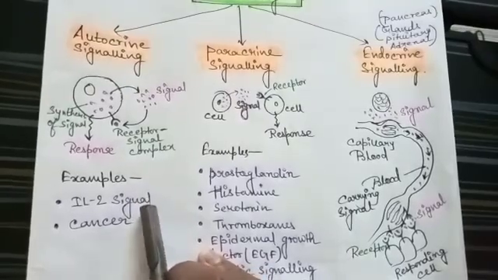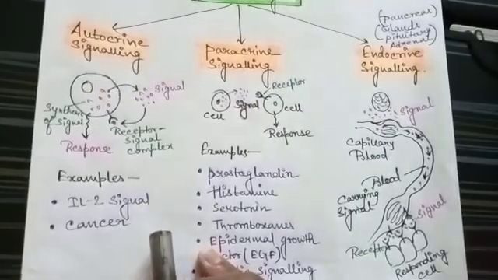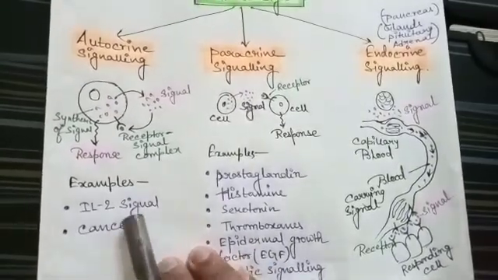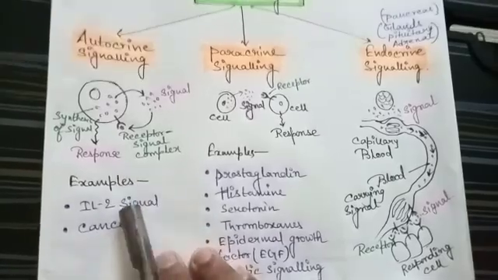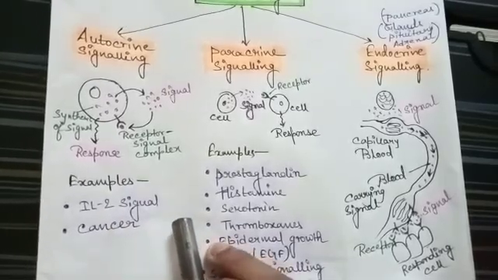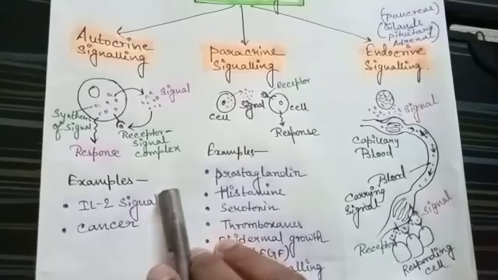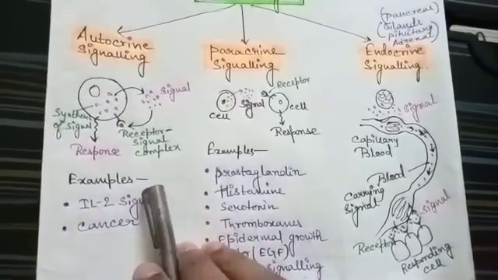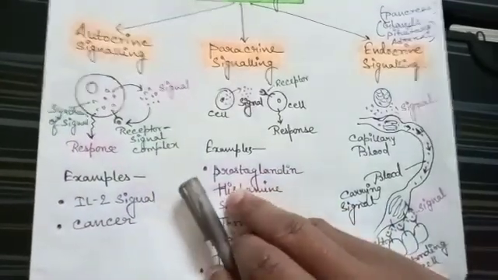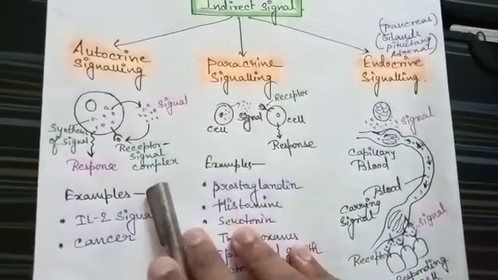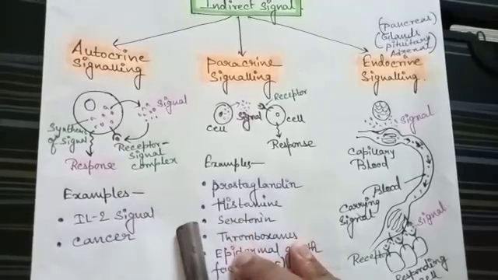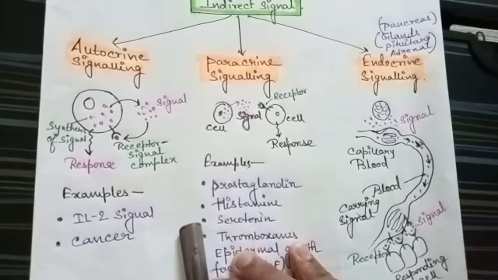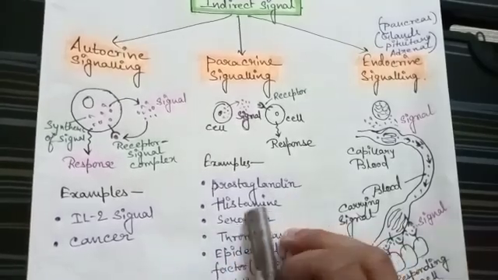IL-2 is interleukin 2. So there is a T cell. In the T cell, the IL-2 signal is produced, and then the T cell has its own receptors, and these IL-2 signaling molecules bind to the IL-2 receptors. This is self generated, this is a self signal. So in autocrine signaling, the cell itself releases signal molecules, and this signal binds on its own cell surface receptors and activates it, and thus a response is generated.